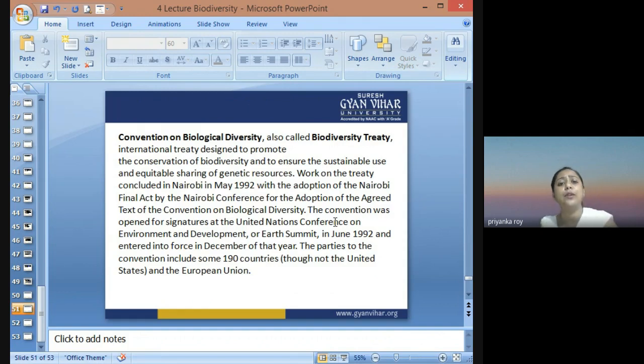So conservation of biodiversity is very important, and there are many international treaties written for conserving these biodiverse areas. Like Nairobi in May 1992, with the adoption of the Nairobi Final Act by the Nairobi Conference for the agreed text of the Convention on Biological Diversity. So this convention was open for signature at the United Nations Conference on Environment and Development, the Earth Summit, in June 1992, and entered into force in December of the same year. It was participated in by 90 countries associated with the United Nations.